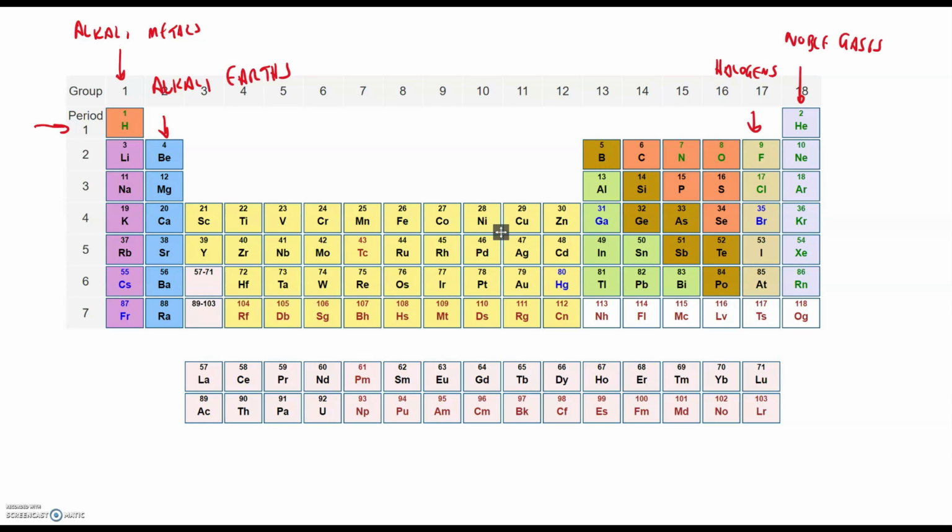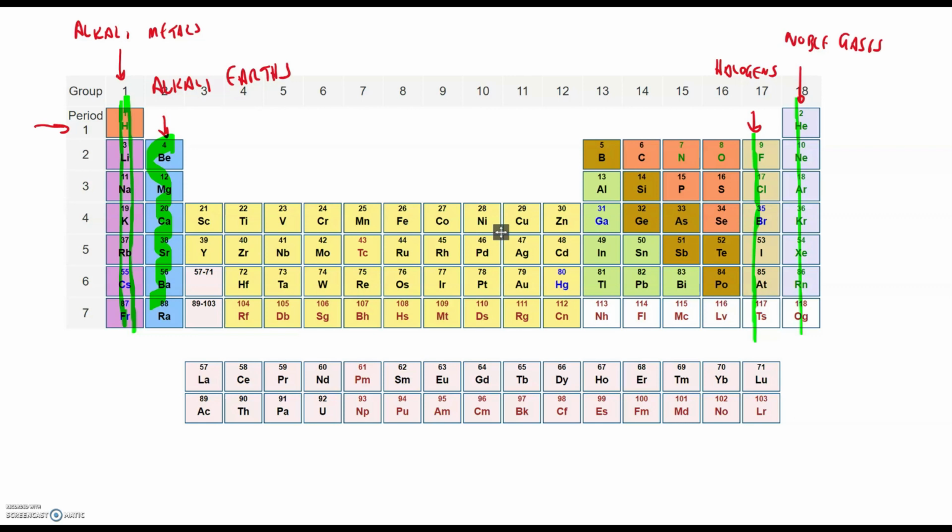Hopefully, we also noticed that elements in a group tend to react the same. Noble gases, for example, are all inert. Halogens are all toxic. And alkali metals all react violently with water. We'll worry about the alkali earths another time.